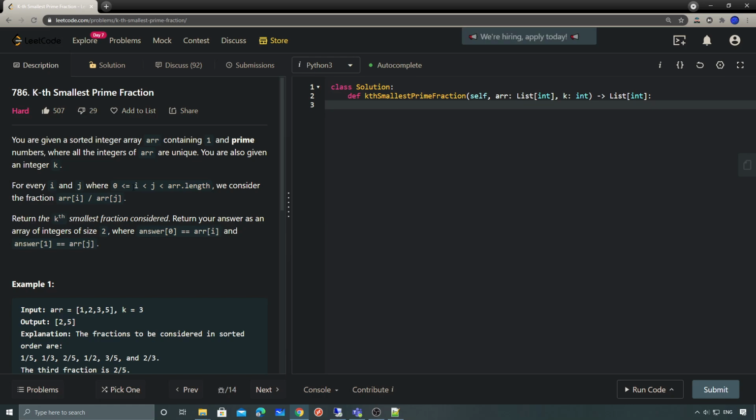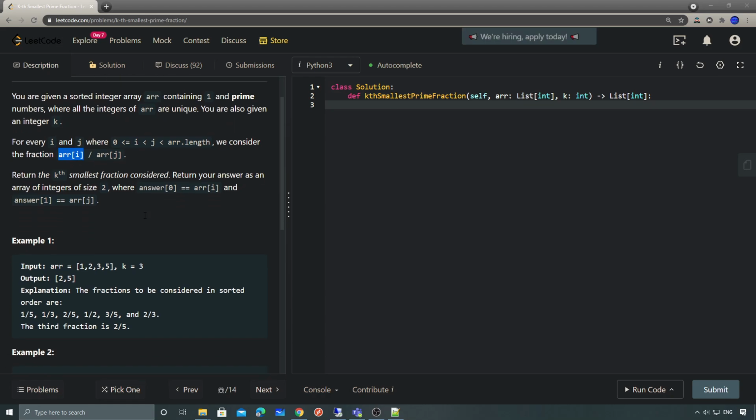Since the array is sorted, array[i] is always smaller than array[j], and also because all the numbers are distinct. Our task is to find the k-th smallest fraction considered, and return those two numbers: array[i] and array[j] whose fraction is the k-th smallest one. So that's basically the description of the problem.